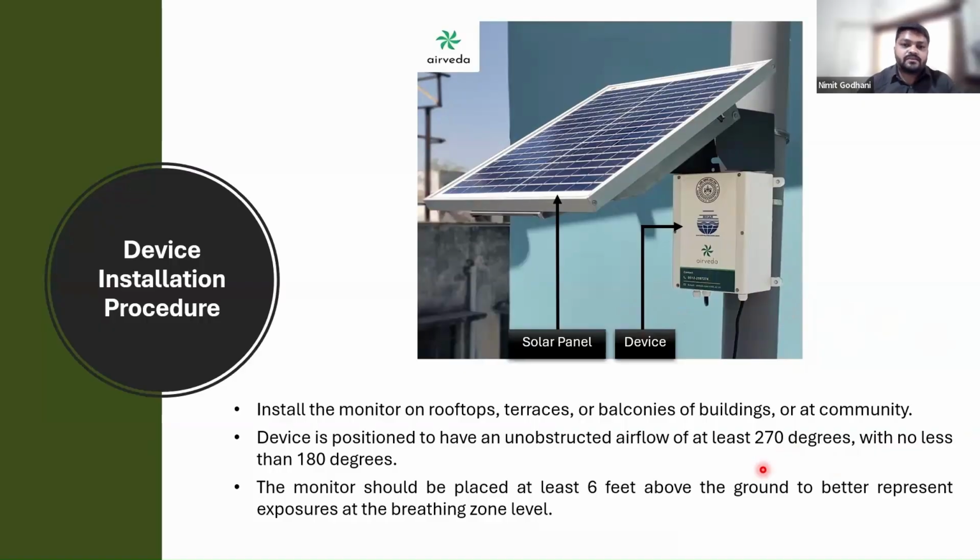Suppose you are in an office building or somewhere outside your building, you can place this sensor on the wall of any office. This will also help, but there should be at least 180 degrees of unobstructed airflow for true measurement. The monitor should be placed 6 feet above ground level for better representation of exposure at the breathing zone. This is quite a standard criterion researchers use, but you can also put it on a terrace or rooftop.